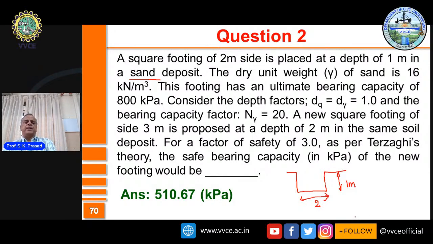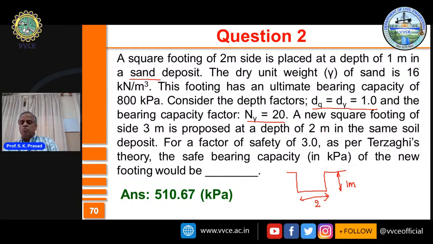The footing has an ultimate bearing capacity of 800 kilopascal. QF is equal to 800. Consider the depth factors dq, d gamma equal to 1. At this point of time, just forget it. When we use Terzaghi's bearing capacity theory, this is not required. Fortunately, the values are given as 1. If it were to be given as different from 1, it cannot be more than 1, it will be less than 1. If it is given to be different from 1, we have to be bothered. But at this point of time, don't worry. And you are given N gamma here.